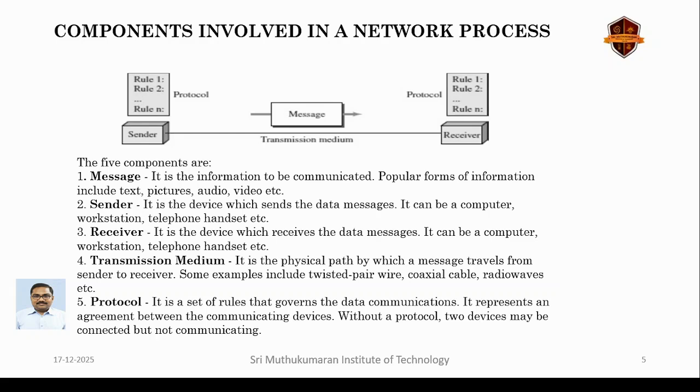Similarly, at the receiver side also there are certain protocols: at what time the message has to be received by the receiver, and at what time the receiver has to respond to the sender. These are the set of protocols applied in both the sender as well as the receiver. Even though we can connect the two systems, without the protocol they are not able to do the communication process. We can just establish a connection. So the protocol is essential to perform the communication between the sender and the receiver. So these are the 5 components: message, sender, receiver, transmission medium and protocol.